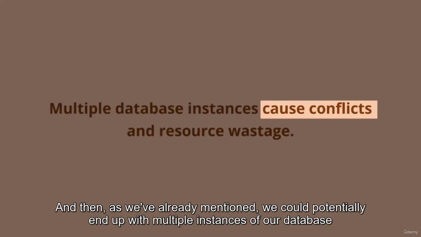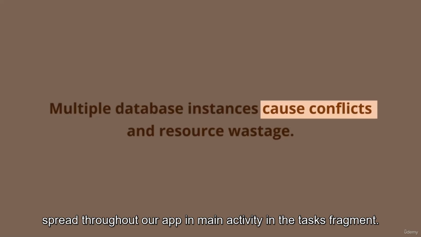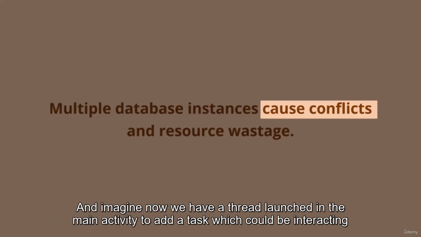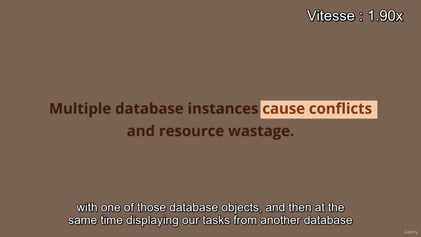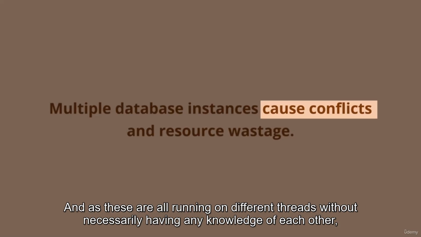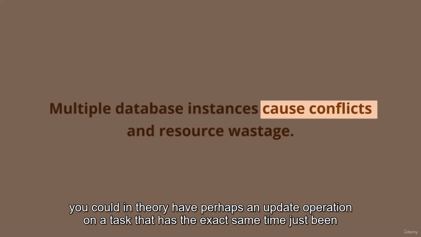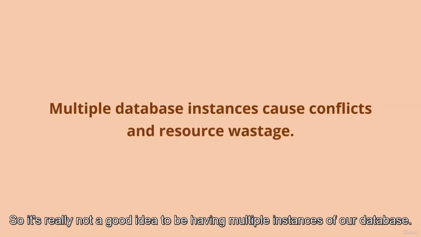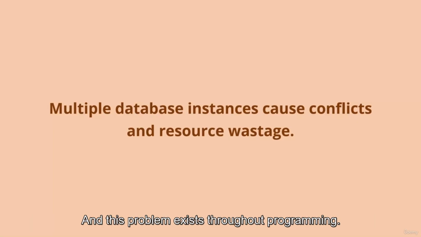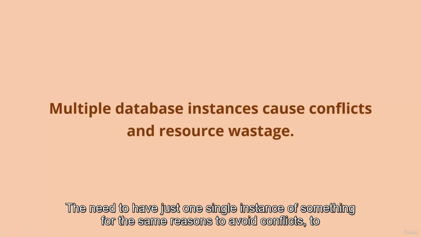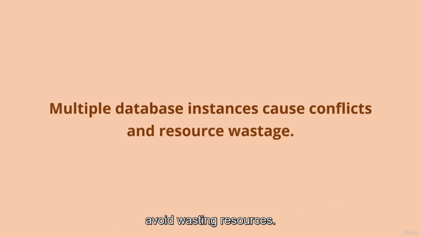And then, as we've already mentioned, we could potentially end up with multiple instances of our database spread throughout our app in main activity, in a tasks fragment. And imagine now we have a thread launched in the main activity to add a task, which those database objects, and then at the same time displaying our tasks from another database instance. And as these are all running on different threads, without necessarily having any knowledge of each other, you could, in theory, have perhaps an update operation on a task that has at the exact same time just been deleted. So it's really not a good idea to be having multiple instances of our database. And this problem exists throughout programming, the need to have just one single instance of something, for the same reasons, to avoid conflicts, to avoid wasting resources, okay?